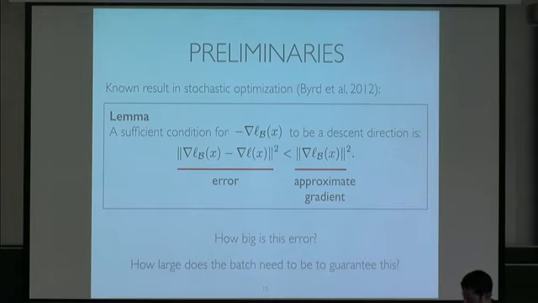Okay, but there's some questions we would like to ask. So how big is the error in the batch gradient? How big is this error? Can we measure this empirically? And also, how large does the batch size need to be to guarantee that this descent condition holds?